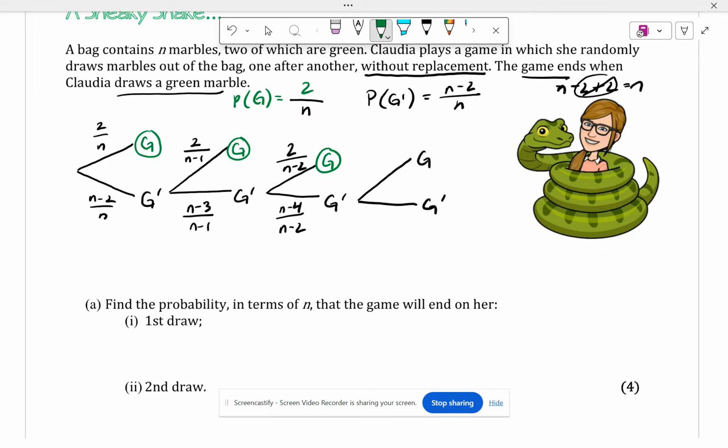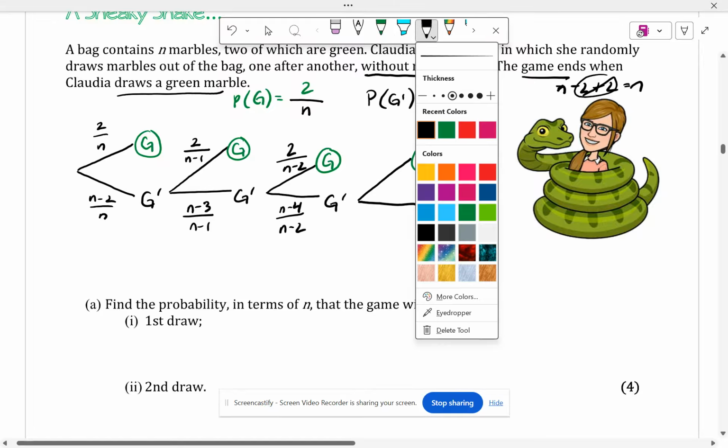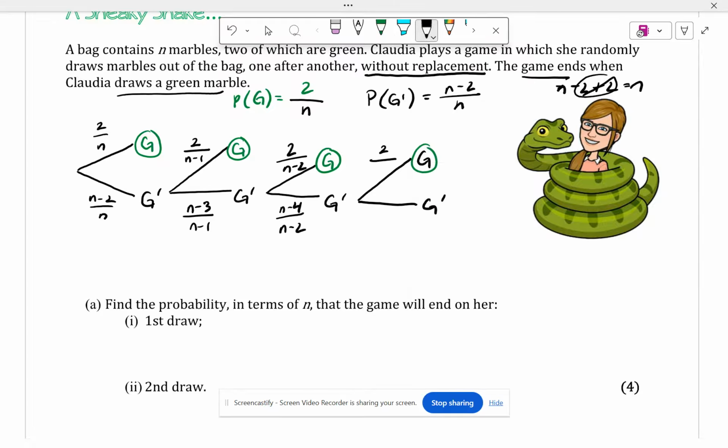Okay, so now this one is still 2 over, what's the new denominator for this pick now? N minus 3. Good job. So this was first draw, second draw, third draw, fourth draw. Okay. And then now I would have n minus 5 over n minus 3. Yeah? All right, cool. And this is the last one.